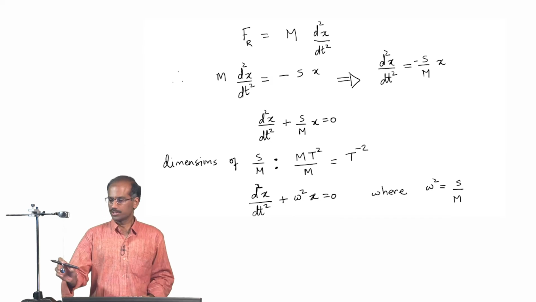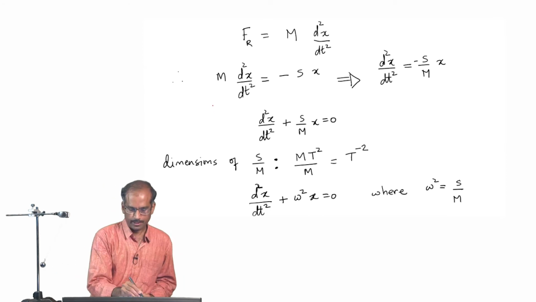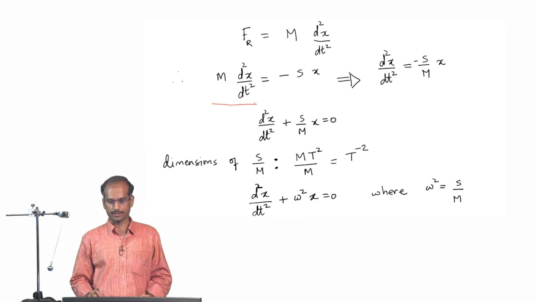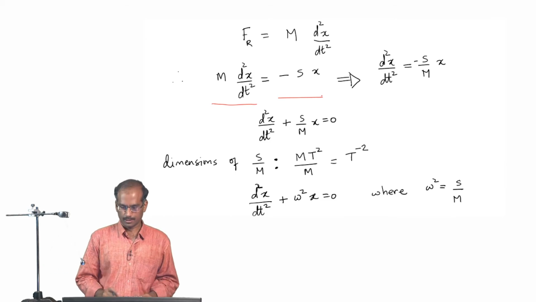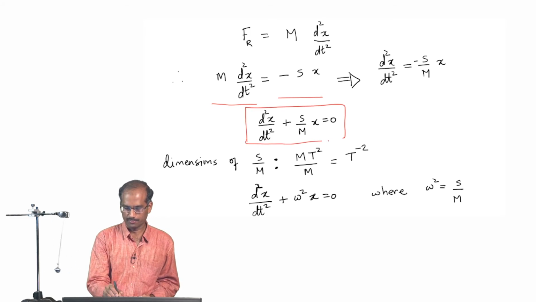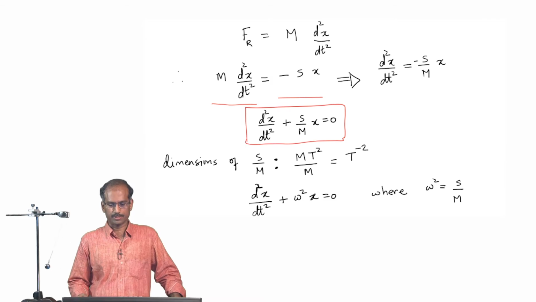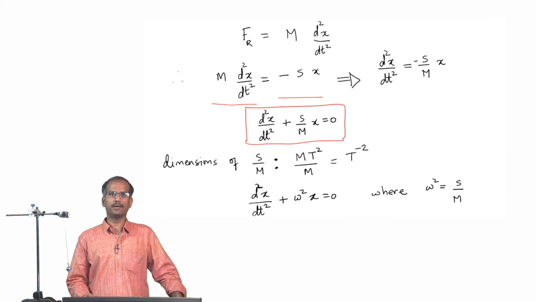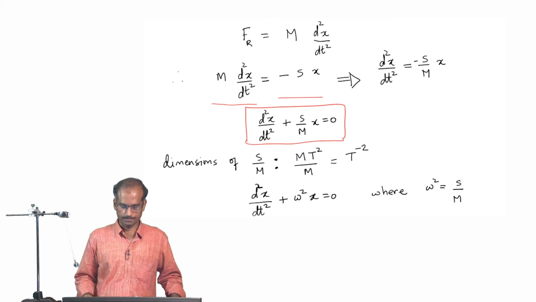The restoring force is what gives you the mass times acceleration. So, I can rewrite the equation as mass times acceleration equal to minus S times displacement. Now, this can be easily transformed and written in the standard form: d square x by dt square, which is the acceleration, plus S by m multiplied by displacement is equal to 0. So, what I have is a second order ordinary differential equation that describes oscillations.